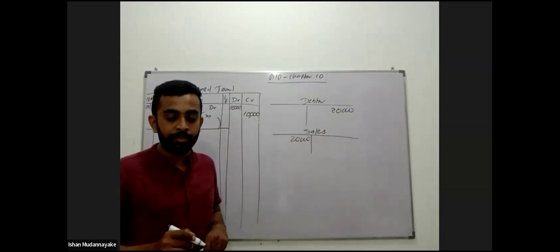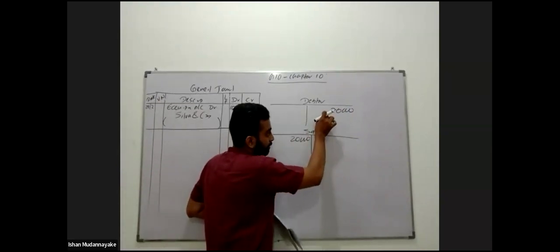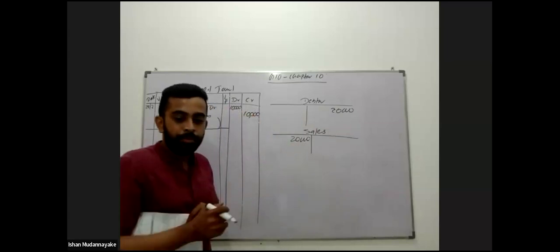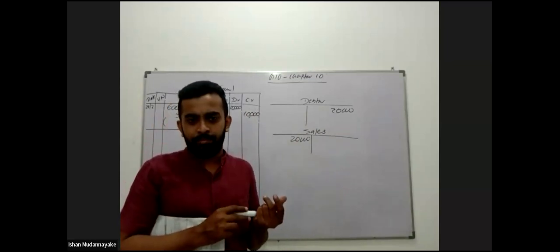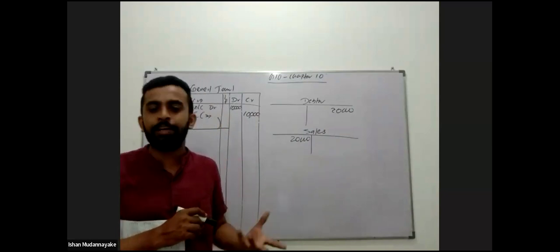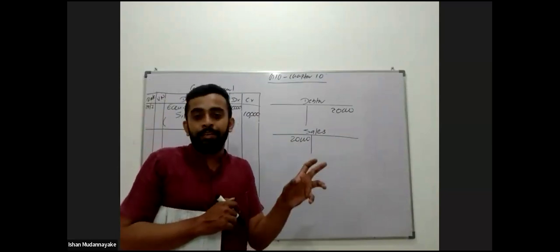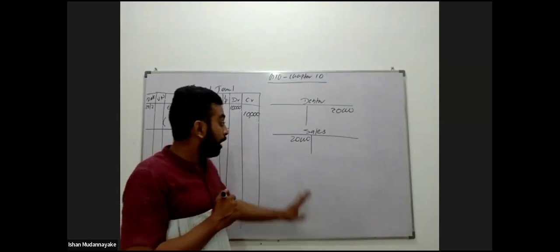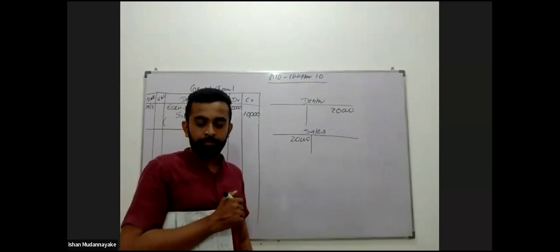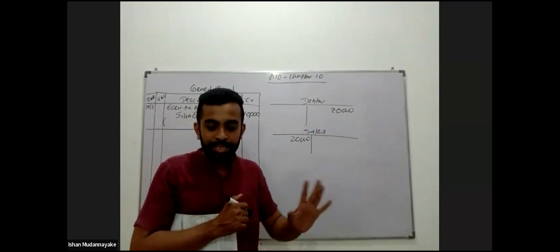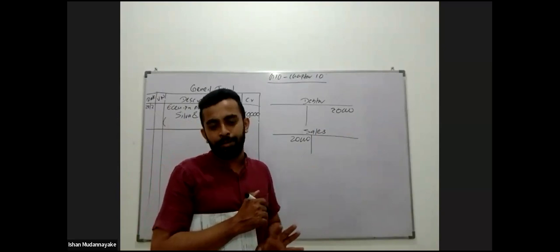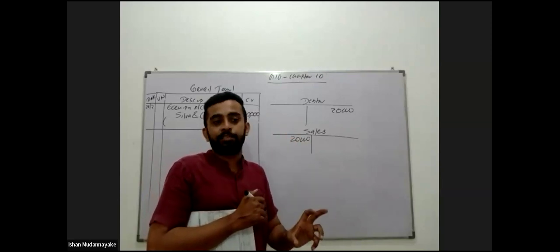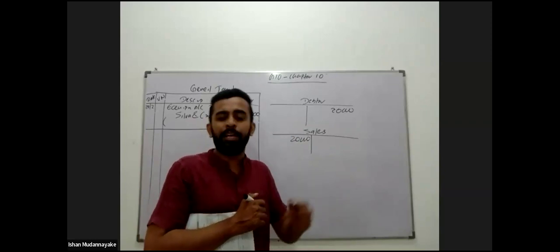Then how to correct this transaction? In accounting, if you make some mistake or an error, you need to correct that error by passing double entries. Without passing double entries, you can't correct errors. You can't erase these figures. You can't erase and correct errors. When you correct errors, you need to pass double entries.